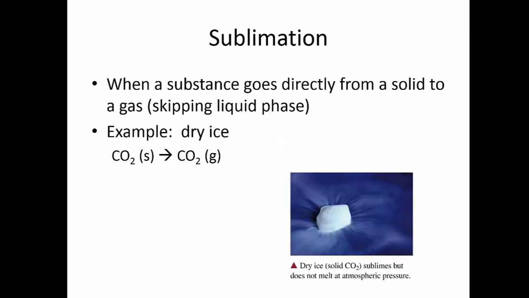Then we have sublimation. So some substances can sublime, which is when they go straight from a solid to a gas, skipping the liquid phase. And one example of this you might be familiar with is dry ice. So when you put some dry ice out on the countertop at room temperature, it will go straight from solid carbon dioxide into gaseous carbon dioxide.